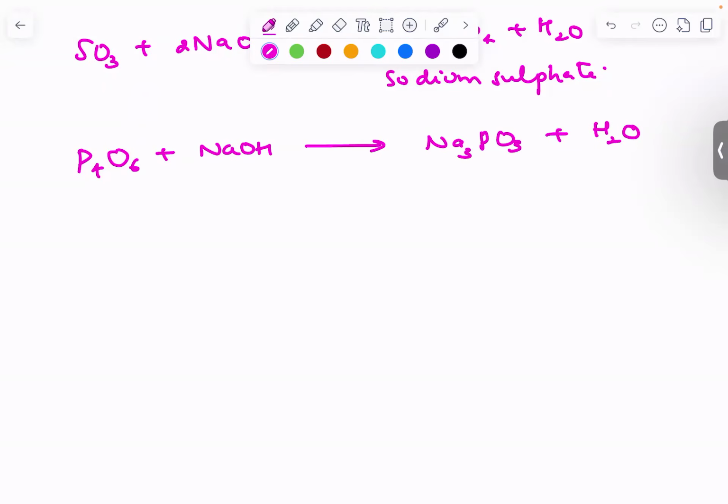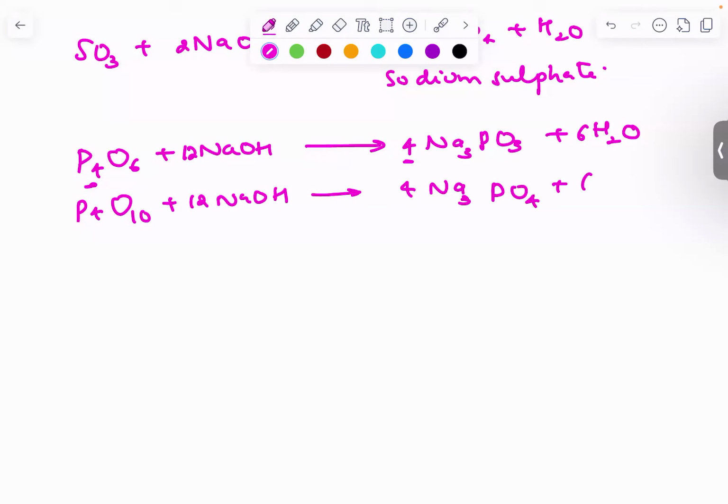Now counterbalance. I need to put 4 here, and because P is 4, I need to put 4 here. Are you getting my point? I need to make P4. So this is P4, and then comes 12 here, and then 6. Yes, it is balanced now. Or P4O10 plus 12 NaOH. This will remain the same.